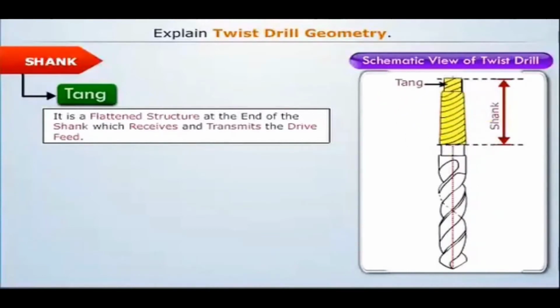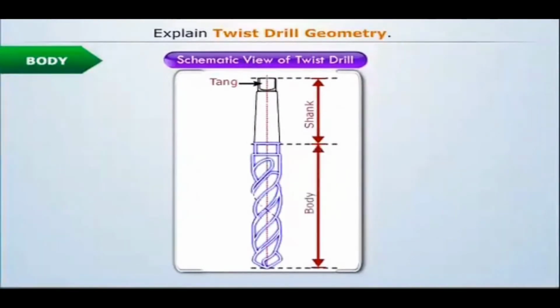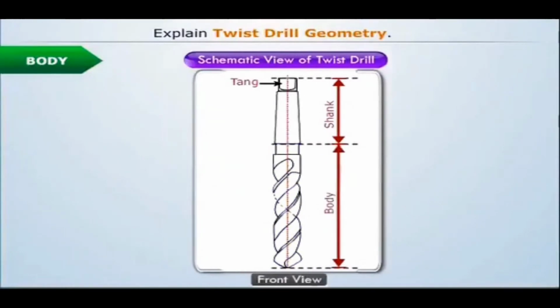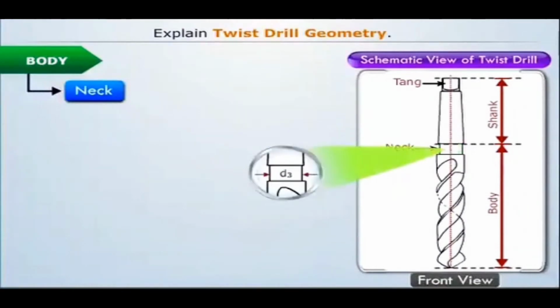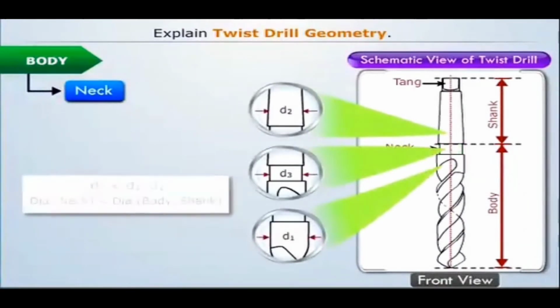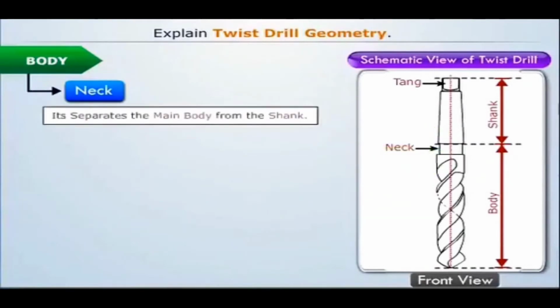Now let's study about the body of the drill. It is the lower part of the drill which runs from below the shank to the cutting point. First, let us see the front view of the drill body and its parts. It consists of a neck at its upper end, whose diameter is smaller than the part of shank present above the neck, and the rest of the body. The neck separates the main body from the shank.